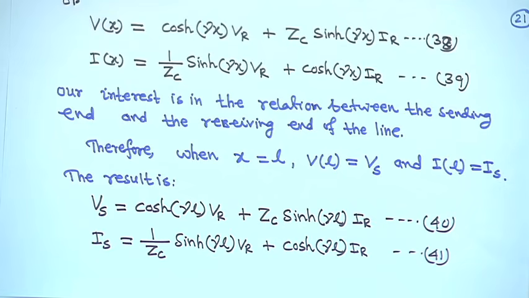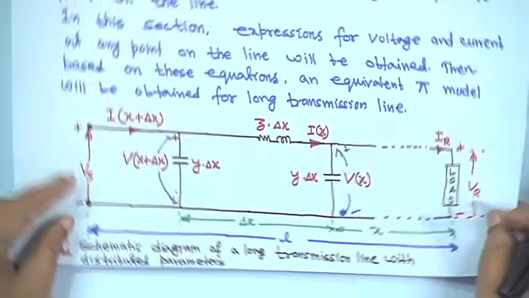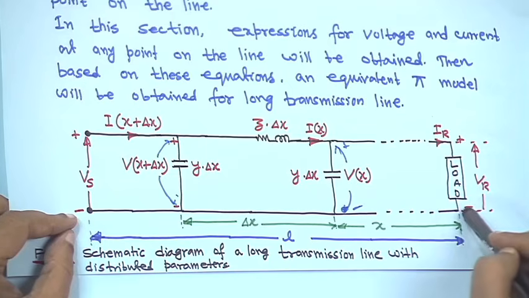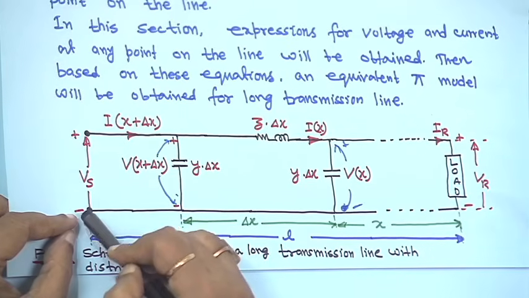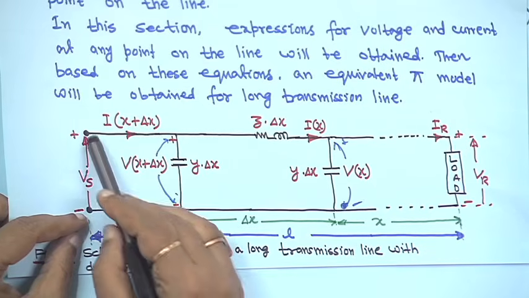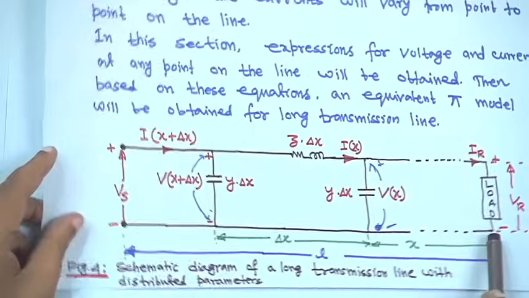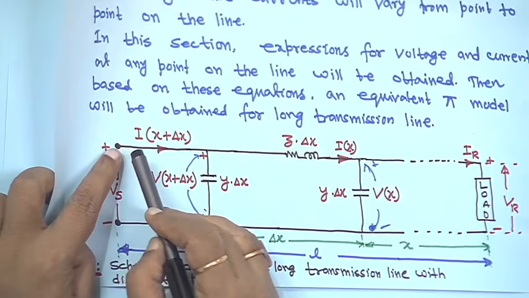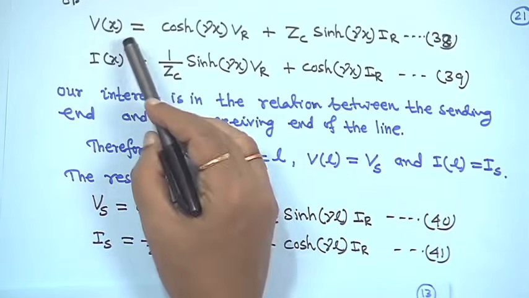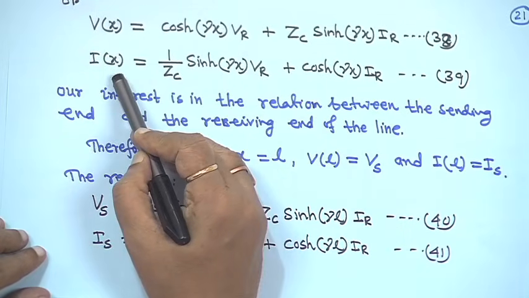When x is equal to L, V L is equal to V s and I L is equal to I s. So, distance is measured from the receiving end to the sending end, and this is the total line length L. So, when x is equal to L, V L is equal to V s, and at this point I L will be equal to I s. So, here we write when x is equal to L, V x is equal to V s and I L is equal to I s.